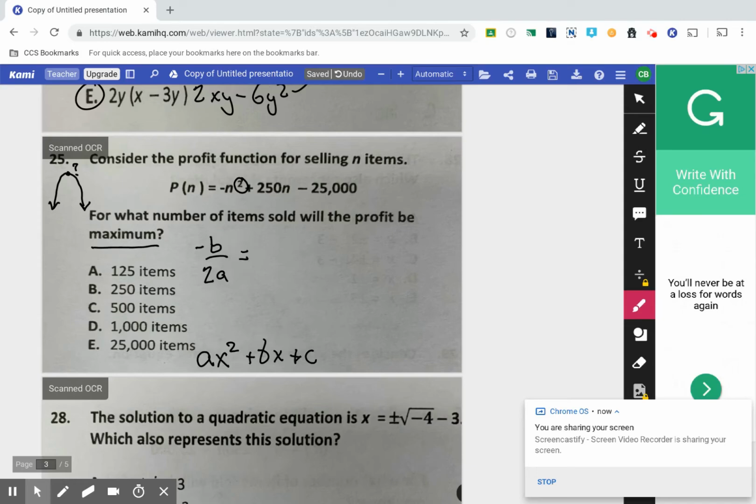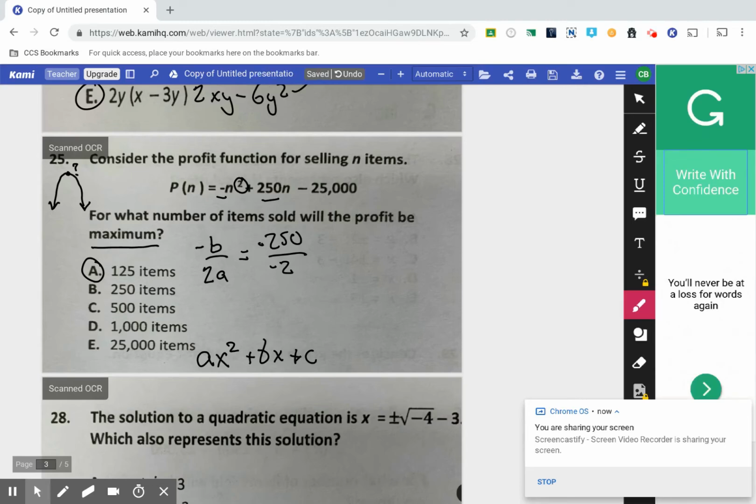So our b value, the bx term, is 250. It says the opposite of that, so negative 250, over 2 times a. Our a value there is negative 1. Even though the 1's not there, it's understood to be a 1. So negative 1. 2 times that would be negative 2. And negative 250 divided by negative 2, negative divided by negative is positive. 250 divided by 2 is 125. So there we go. 125 items maximizes their profit.